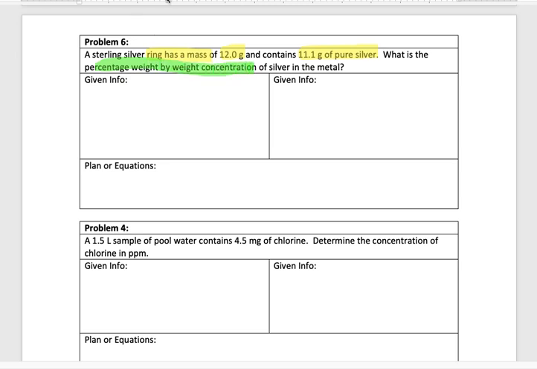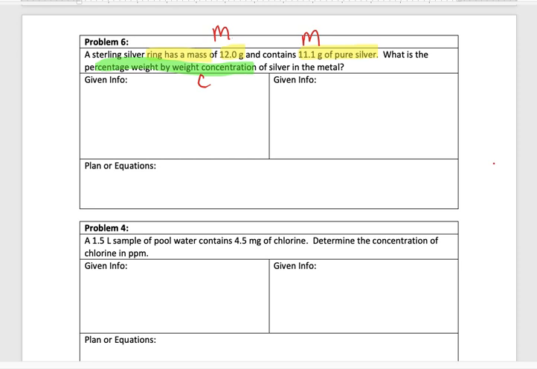All right, so let's go through. First, just kind of write some info here. So mass, grams, right? So we know mass, mass, grams again, we know mass. And we have a percent weight by weight concentration, there's C. Okay, so from there, let's look more specifically at what kind of masses we have here. So we have a ring that's 12 grams. It has 11.1 grams of pure silver in it.